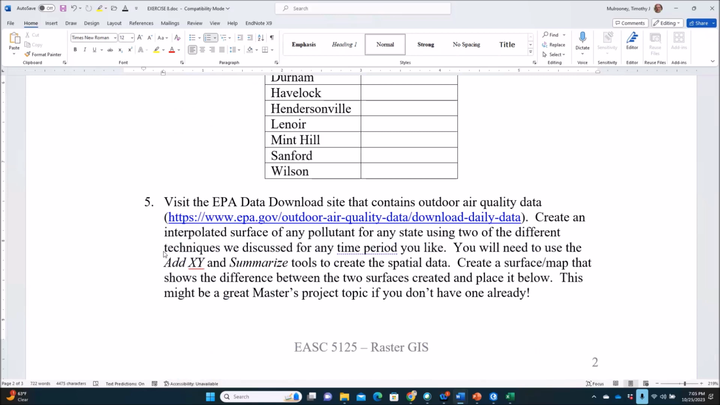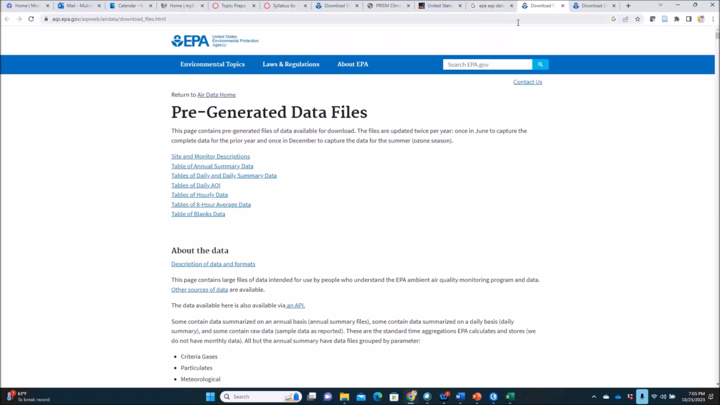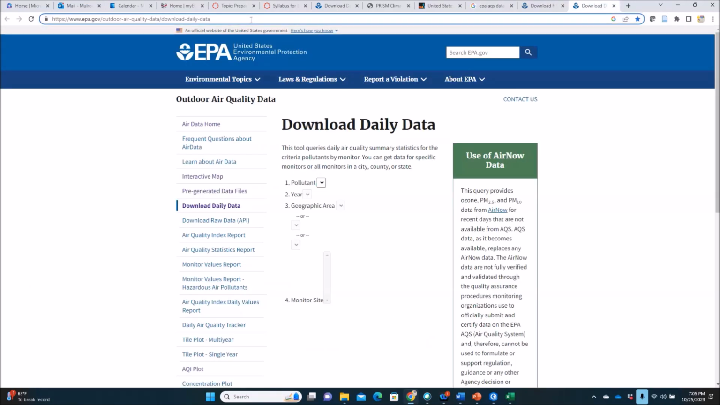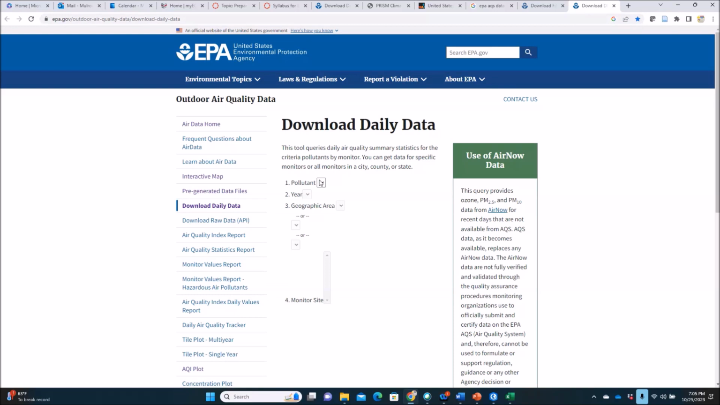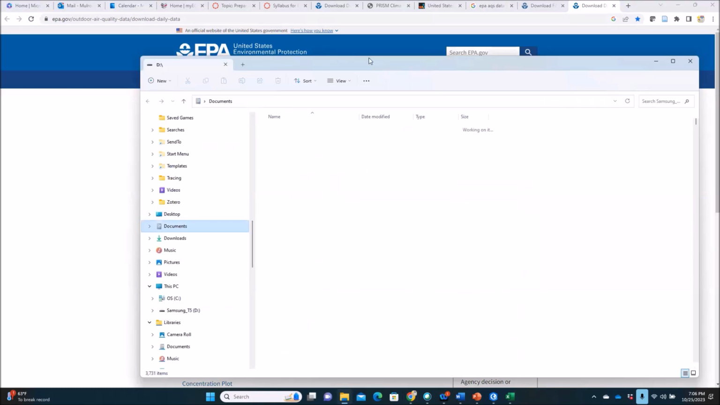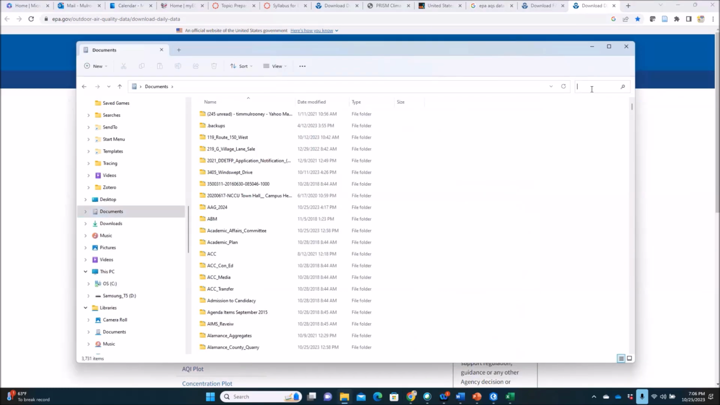And so the last thing I'm going to ask for, and it looks like it's not opening, is to create an interpolated surface of any pollutant. So when you go to this site right here, I'll just give a quick hint. In theory, it has a pollutant that you can download for a year and for a state, and it gives you data that you can download. I'll give you a quick look if I can find it in my downloads right here.